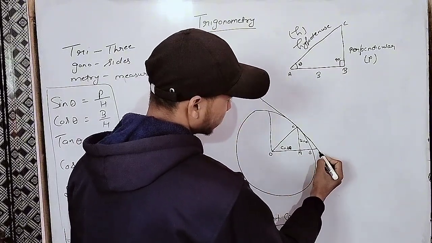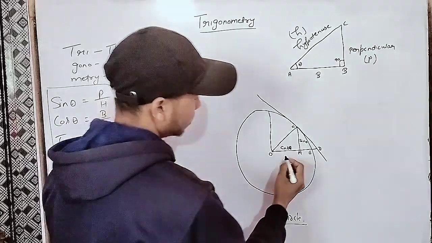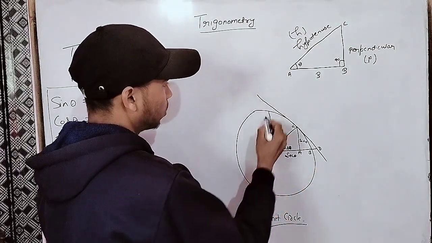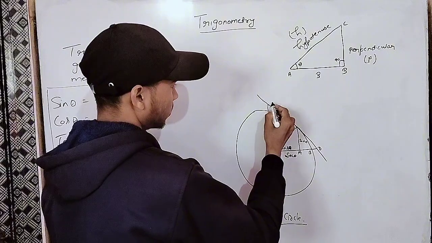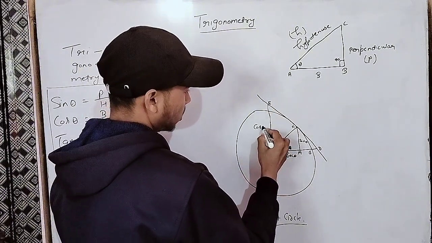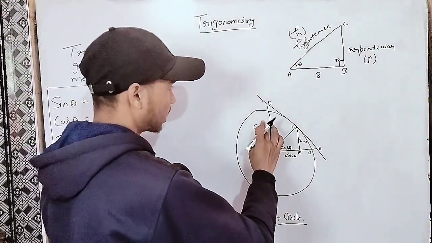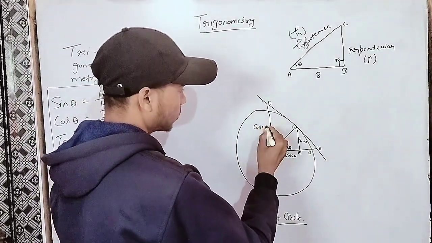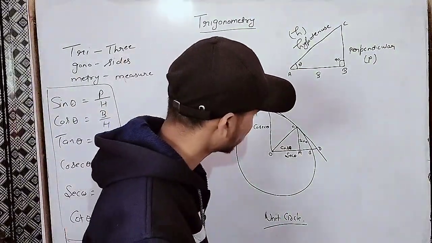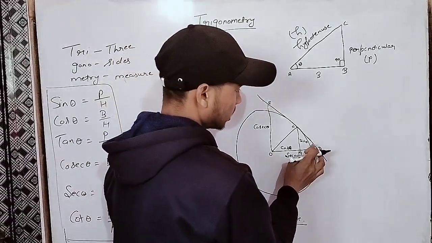O and D would be known as sec. Clear? O A would be known as cosec. Clear? This is the diagram. Clear? And now this is a tan.